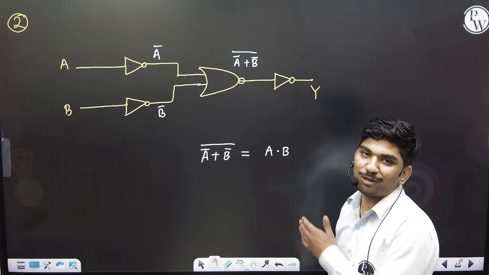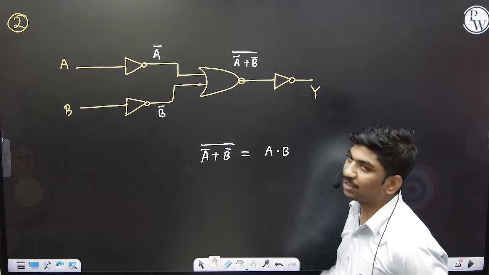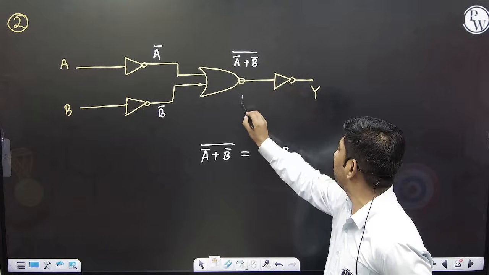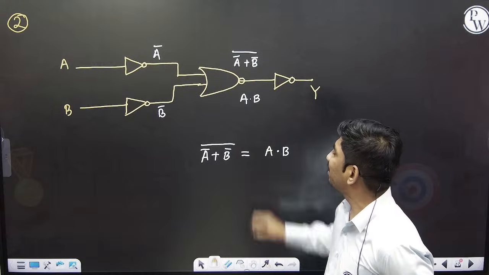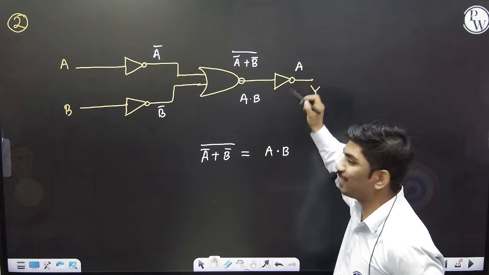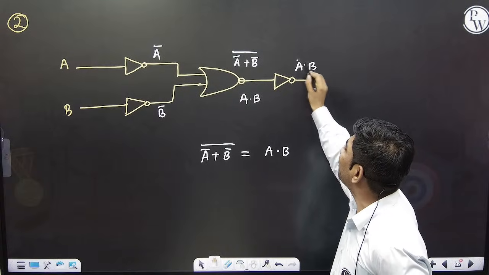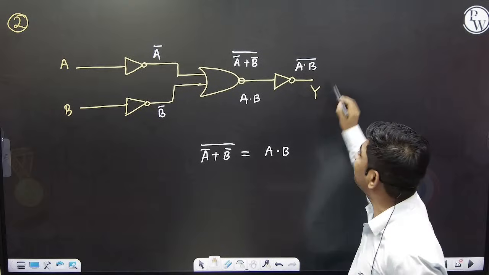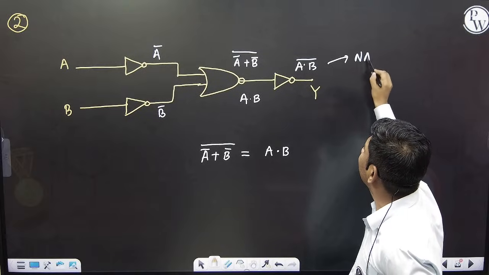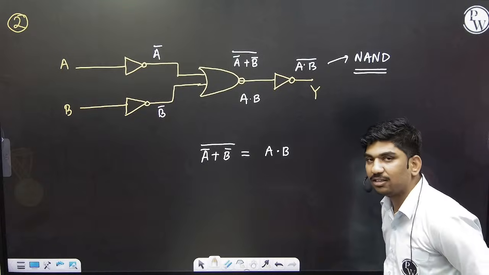The question does not end here. What did they give after this? They have given one more gate. So if we are getting A dot B here, then we put one more NOT over here. Are you getting it? So we have A dot B and NOT of that. Which gate is this? This is our NAND gate.